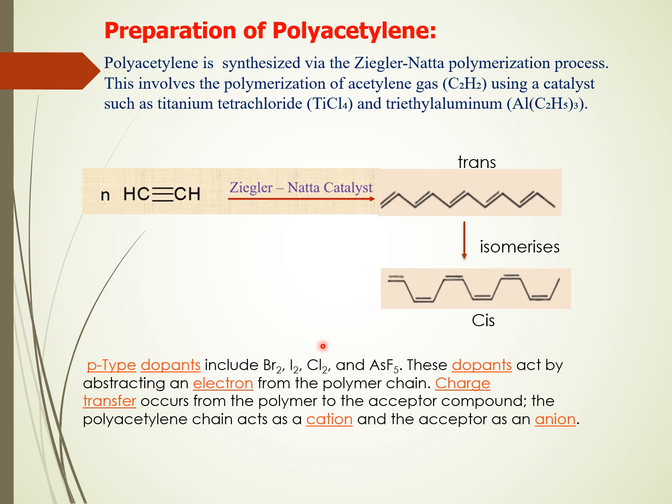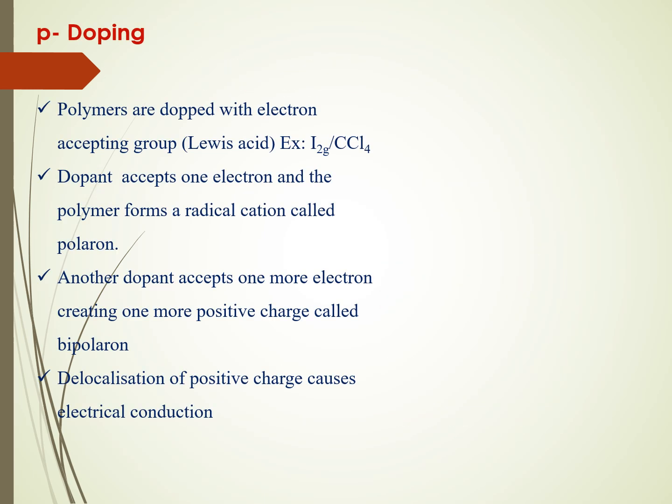If we introduce a p-type dopant, examples are halogens and arsenic pentafluoride. These dopants act as an electron abstracting group or Lewis acid group. They take up an electron from the polymer, creating a positive charge on the polymeric body. Let us see in detail with the mechanism. Polymers are doped with electron accepting groups such as Lewis acids, for example iodine gas in CCl4. Let us see with the structure.